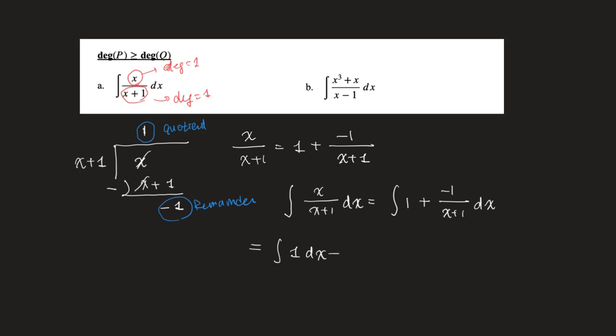The integral of 1 dx, and the integral of negative 1 over x plus 1 dx, I'm going to put the negative in front. The antiderivative of 1 is x, minus the antiderivative of 1 over x plus 1, which is ln of the absolute value of x plus 1, plus c. That's what we have to do, guys. Remember that: for a rational function, check the degree of the numerator and denominator. If the degree of the numerator is greater than or equal to the degree of the denominator, you have to do long division first.